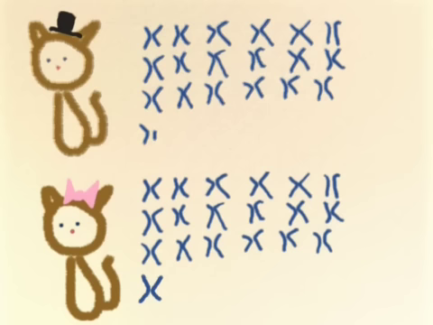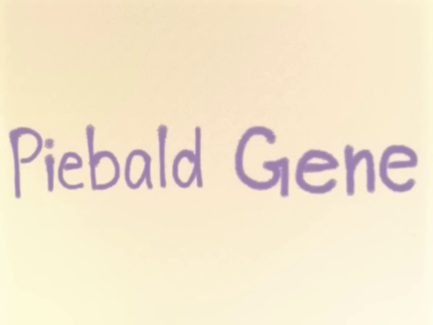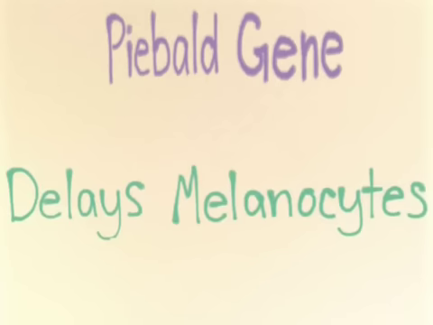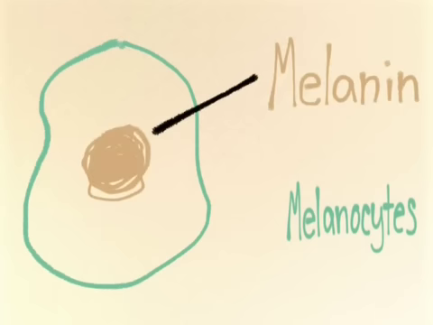But why do many calico cats also have white patches? To answer that, we have to head back to the autosomal chromosomes, where the piebald gene is located. So the piebald gene is responsible for delaying the production of melanocytes, which are cells that make melanin. Now, melanin is responsible for producing the pigment that gives cats their coat color, whether that color be cinnamon, chocolate, black, or ginger. However, if the melanocytes are delayed, there'll be no melanin produced, and the cat will have no pigment. And this lack of pigment is what makes white fur.